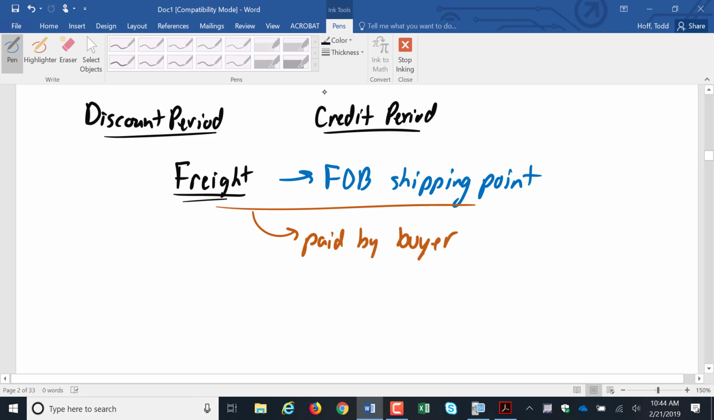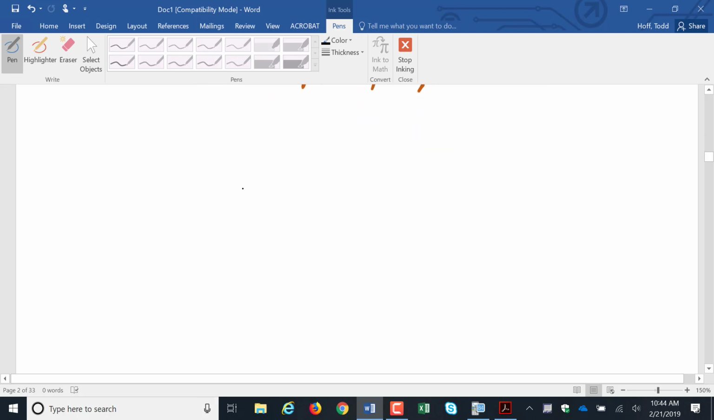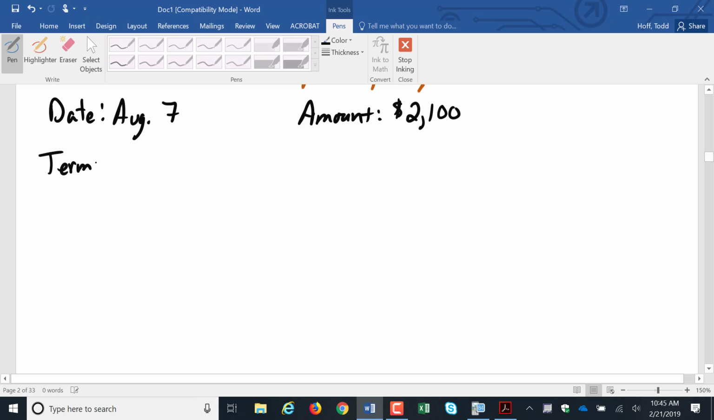So let's take a look at a sample invoice here in a scenario. So we're going to take a date of August 7th, an amount, again we'll keep our amount simple for now, of $2,100. Our terms, we'll go 25, net 30.